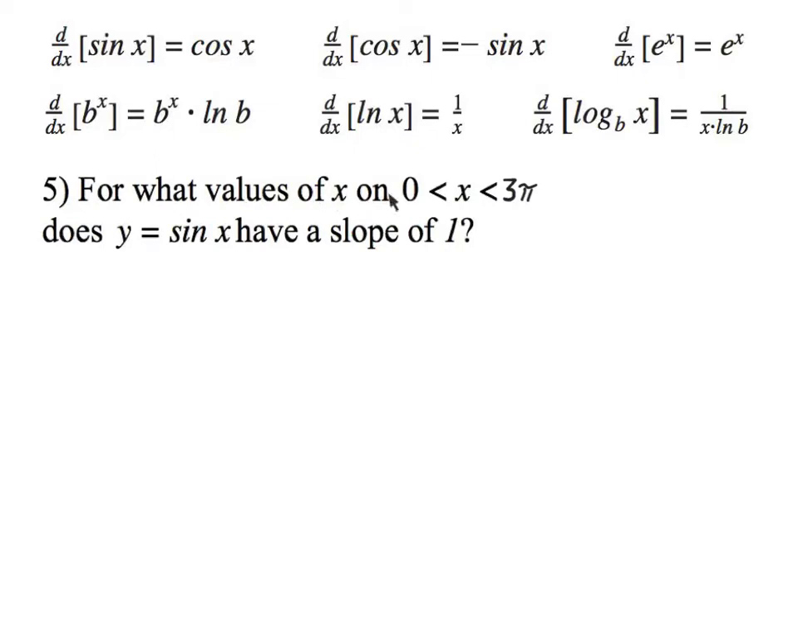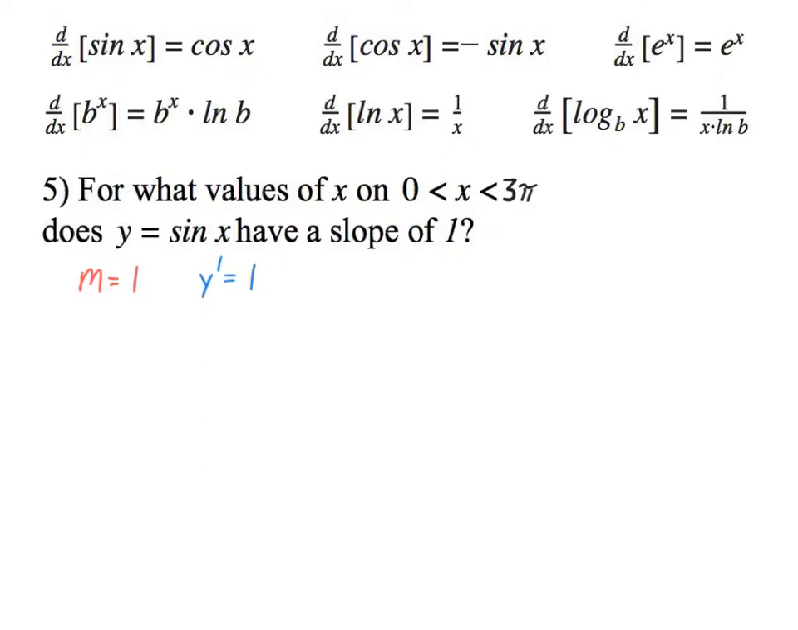For what values of x on 0 to 3 pi does the function sine x have a slope of 1? So first, when we say slope of 1, what that means is I'm looking for when my slope equals 1. Another way of saying slope equaling 1, isn't that saying y prime equals 1?